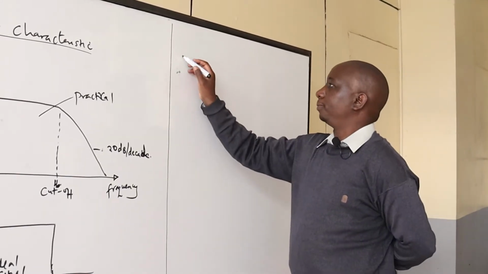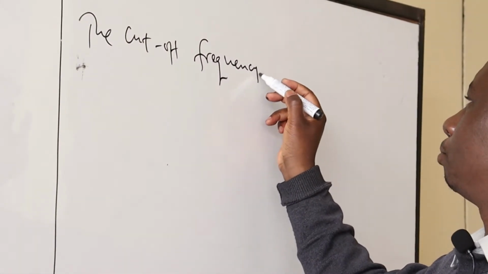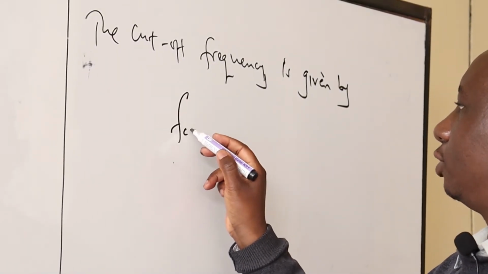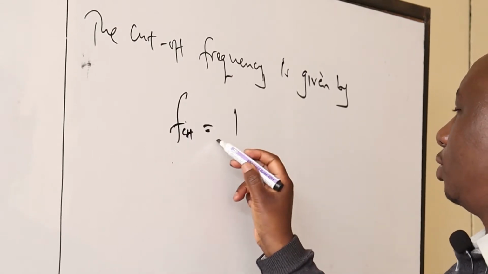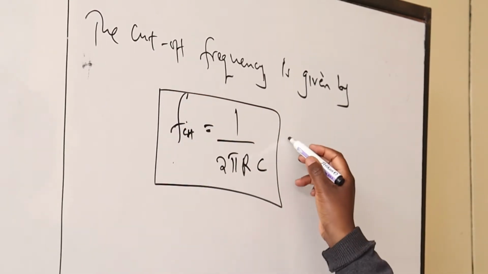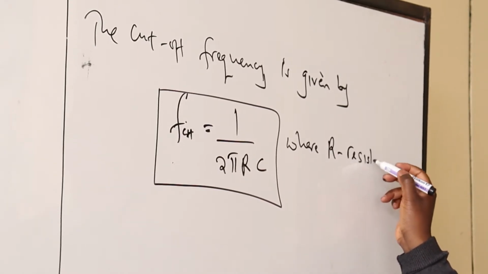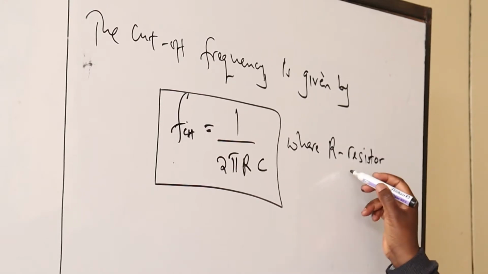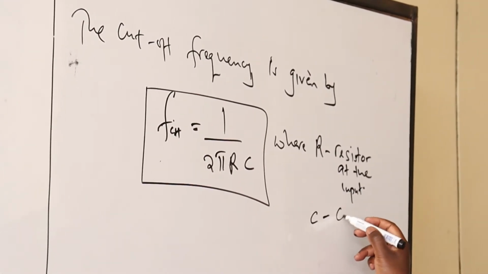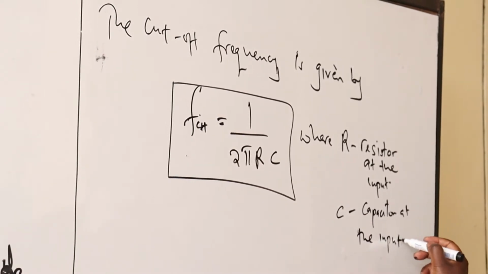So the cut-off frequency FCH is 1 over 2 pi RC, where R is the resistor at the input, and C is the capacitor at the input.